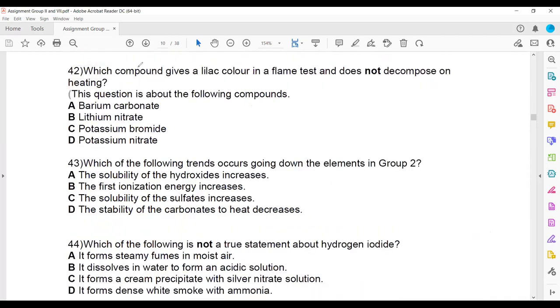Question 42, which compound gives a lilac color in a flame test and does not decompose on heating? So lilac color means it should be potassium. Then which does not decompose? Potassium nitrate can decompose. If you remember, potassium nitrate can decompose into potassium nitrite plus oxygen. But potassium bromide cannot decompose on heating. So potassium nitrate can decompose, but potassium bromide cannot decompose.